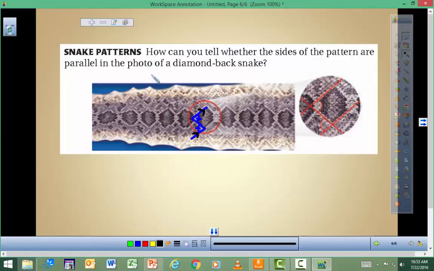So there you have it. How can you tell whether the sides of the patterns are parallel? Well, we can tell because we measured the alternate interior angles right here and found out that they are congruent. So indeed, these sides are parallel. I've always wanted to know that. How about that?